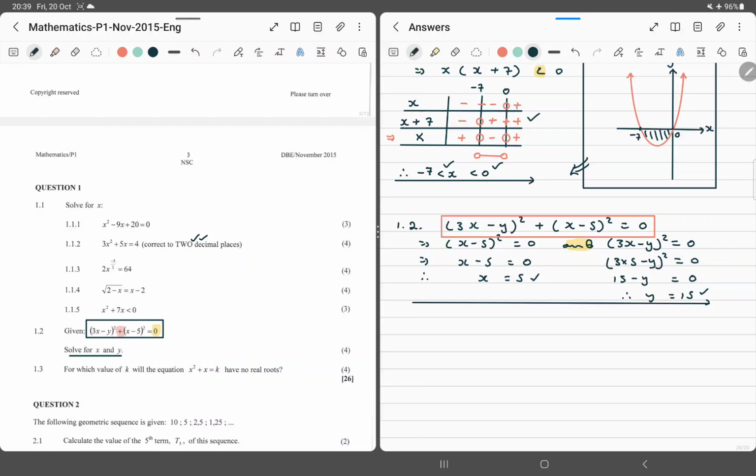So that is the two solutions, and essentially equating each one of those two terms to 0 is important. So this is how we score those 4 marks. This question could scare you off and make you think you're going to break your neck, but you're not. It's just logic.